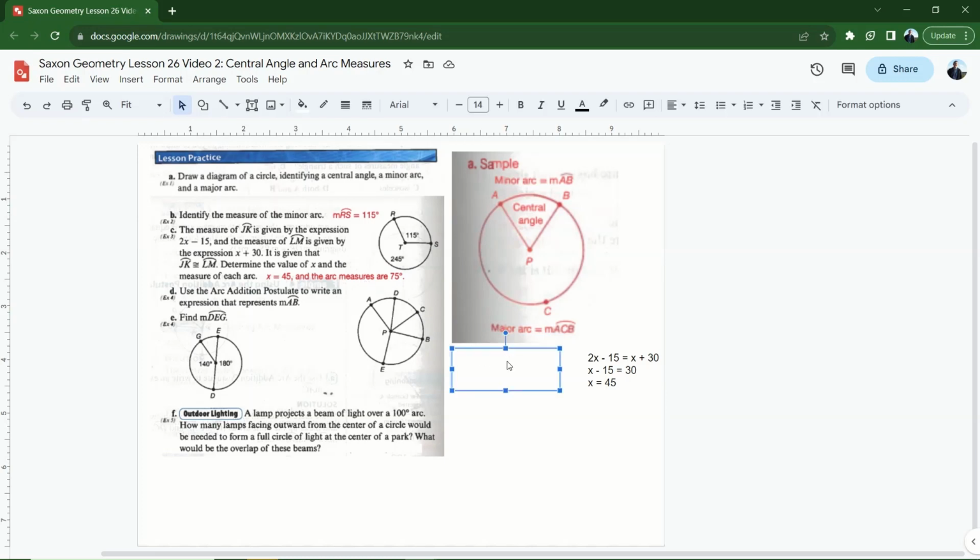Let's see what our author had to say. The measure of arc AD plus the measure of arc DC plus the measure of arc CB equals the measure of arc AB. It works. There's multiple ways to do it. That's definitely one way that works. All right, next, letter E. Find the measure of arc DEG.